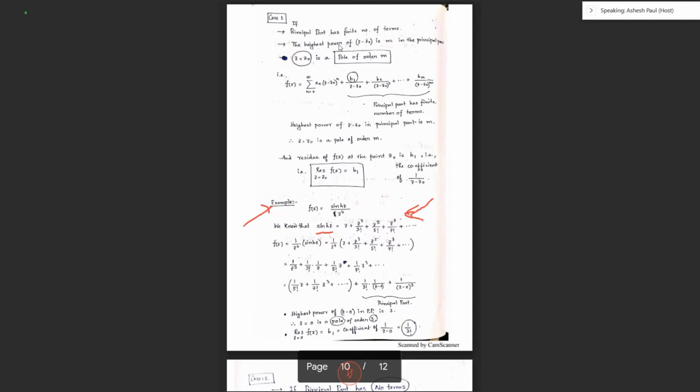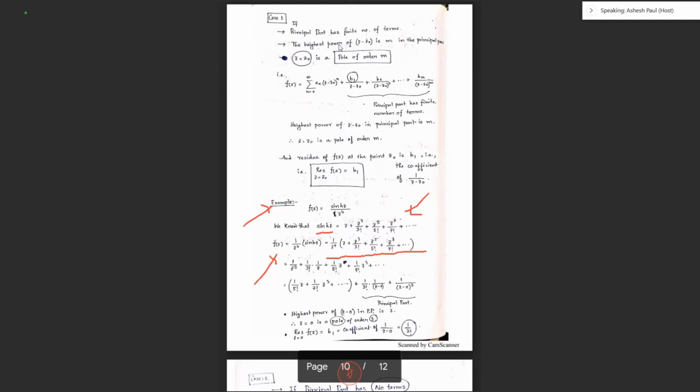Okay, so now I am writing here the series expansion of sinh z, which is z plus z cube by factorial 3 plus z to the power 5 by factorial 5 and so on. Now f(z) is given by 1 by z to the power 4 into sinh z, so 1 by z to the power 4 into the infinite series.